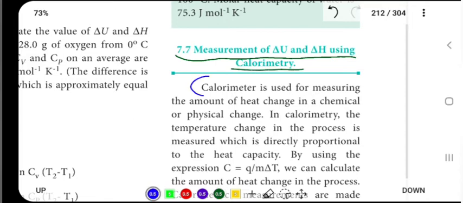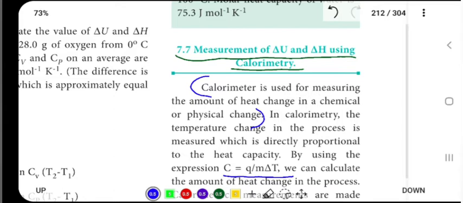See, a calorimeter is used for measuring the amount of heat change in a chemical or physical change. So generally this calorimeter is mainly used to measure the amount of heat change in a physical or a chemical change. Then in calorimetry, the temperature change in the process is measured, which is directly proportional to the heat capacity. Each calorimeter has its own heat capacity, and also by using the expression C equal to Q by m delta T.